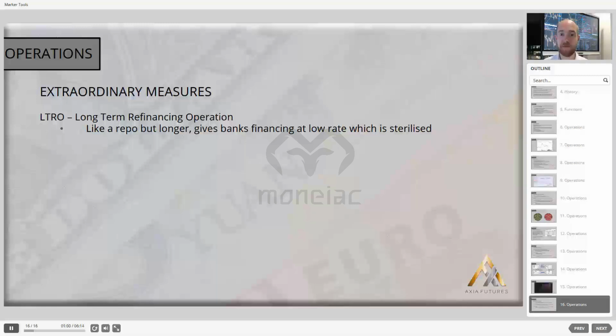Then, as with any other repos, this is sterilised, i.e. what happens is the central bank will buy the collateral off you, so hand you over money, with the premise that you will always pay this back. So that's the element of when you hear the word sterilised, that's what it means, that there is always a secondary agreement that this will switch back over, as opposed to QE where it never does.